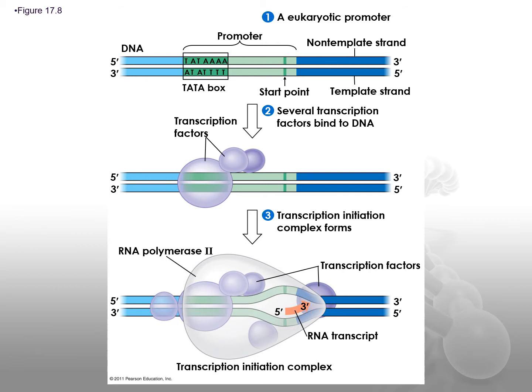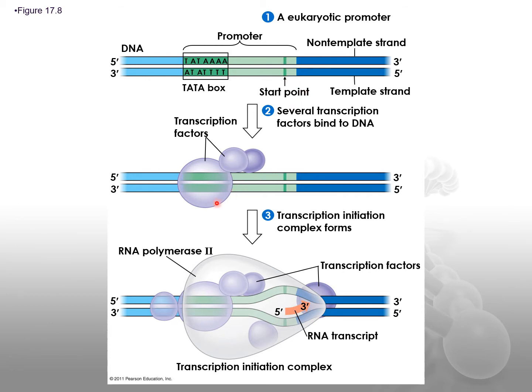Here we can see a little bit of close-up of the eukaryotic transcriptional unit and the formation of the transcription initiation complex. So here we can see the promoter in eukaryotes includes the Tata box. You can see a bunch of T's or thymines and adenines inside the region that's called the Tata box, and again, it's part of the promoter. And then the start site is going to be just downstream of that.